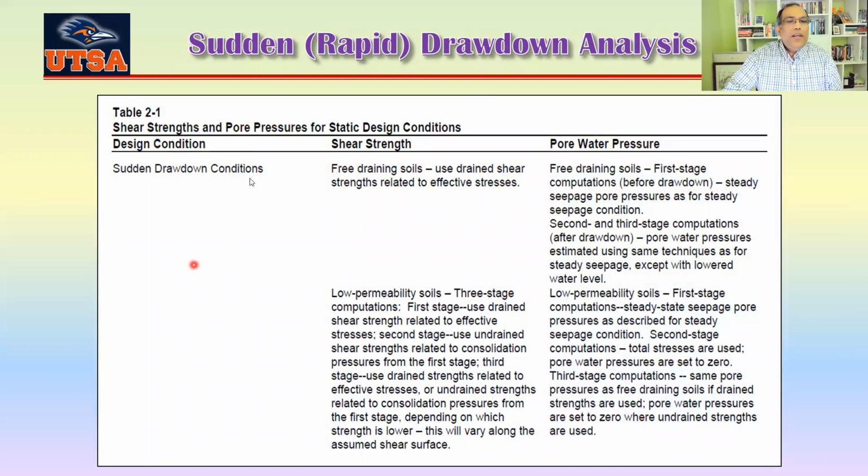So here they already talked about what I told you, that for sudden drawdown in free draining soil, use undrained shear strength related to the effective stress. And they are talking about all the 3 stages here and how you consider the pore water pressure. Just read that one. I already talked about that in the earlier slides.